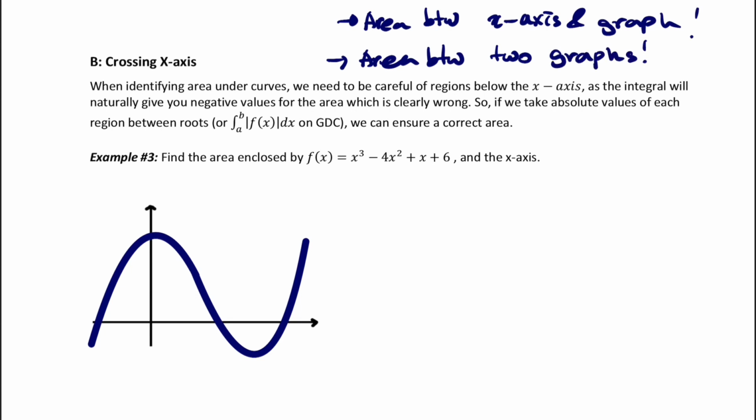Okay, so the first thing that we're going to talk about here is the area between the x-axis and the graph. When identifying the area under the curve, we need to be careful of the regions below the x-axis. The integral naturally gives negative values for the area, which is clearly wrong. So if we take the absolute value of each region between the roots, the integral from a to b of absolute f of x dx on the GDC, we can ensure a correct area.